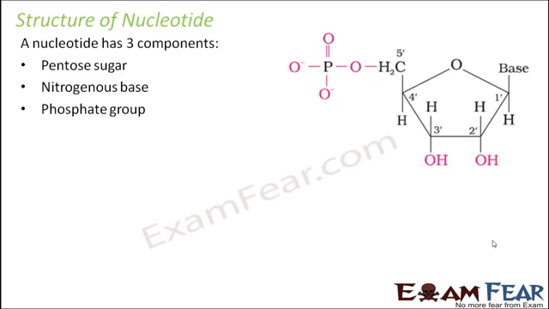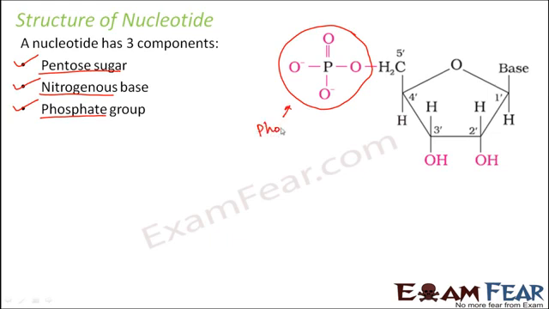And what is that one monomer unit? That is a nucleotide. So any nucleotide will have three important components. And what are those components? Pentose sugar, nitrogenous base, and phosphate group. So these are the three important parts of a nucleotide. So here you can see in the figure, this is the phosphate group.